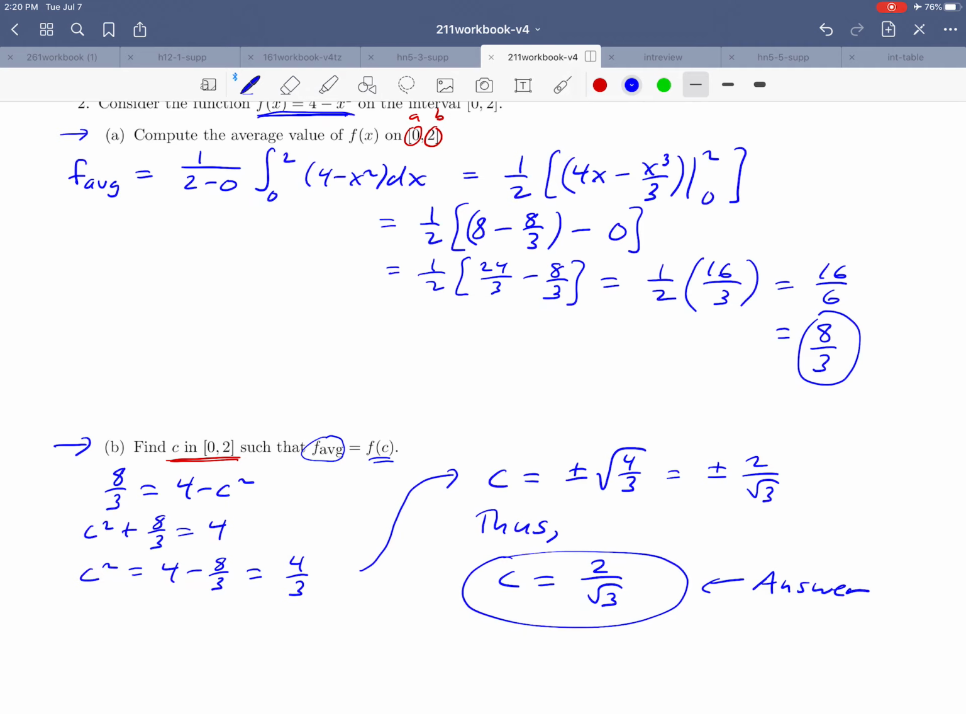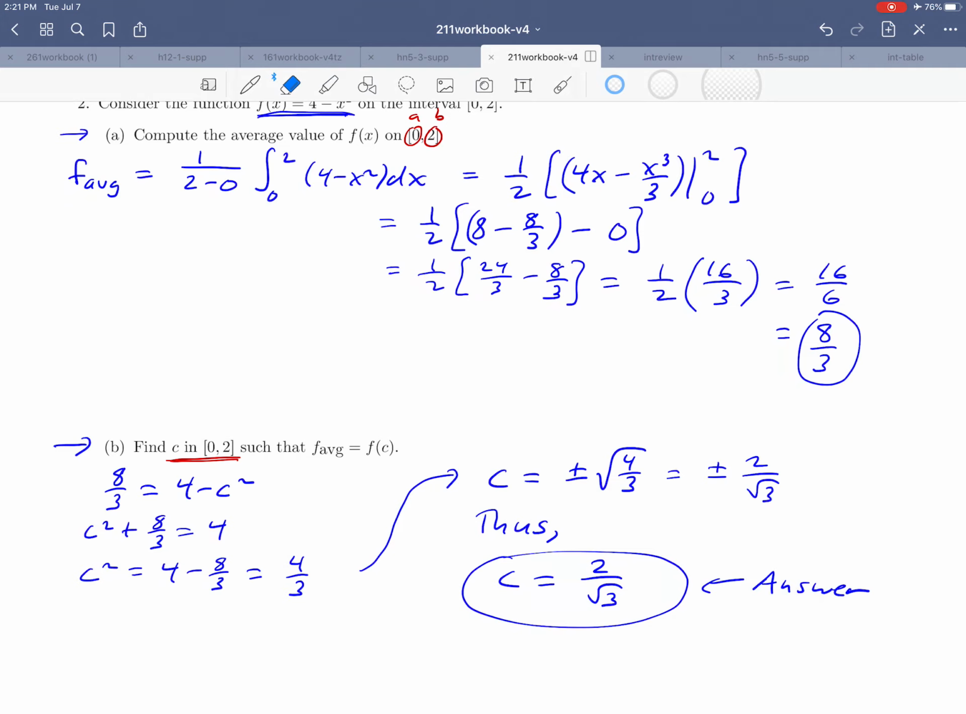Okay, now what is the significance of this number that we just found? Let's think about that for a minute. We just found a number that, if we substitute it into our function, is going to give us the average value of our function. I can give you maybe an example from real life that might illustrate that principle.